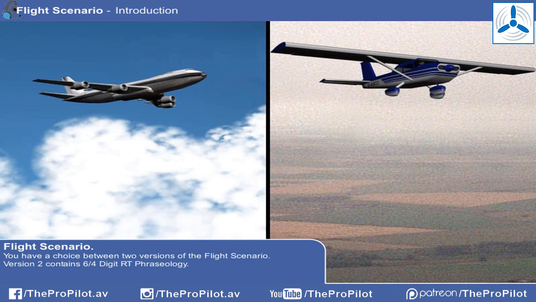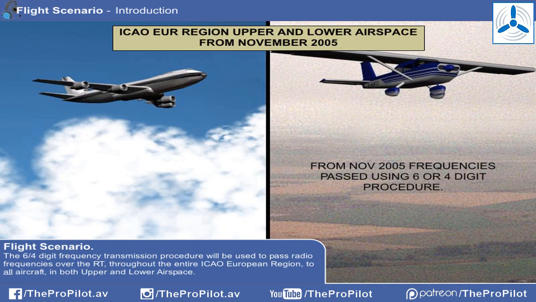As a result of the ICAO ruling, the European Air Navigation Planning Group has endorsed the concept that only one type of phraseology should be used, and has agreed that the 6/4-digit frequency transmission procedure will be applicable in upper and lower airspace throughout the entire ICAO European region for all aircraft flying either IFR or VFR, and regardless of whether they are equipped with 25 kHz radios or 8.33 kHz radios.